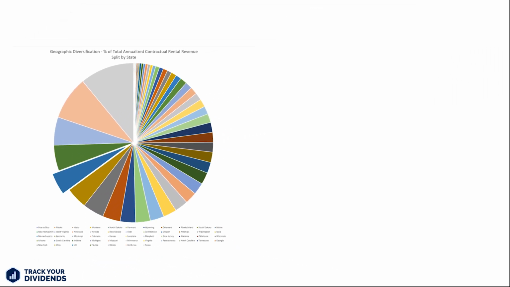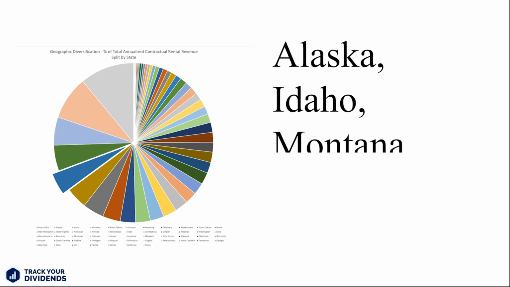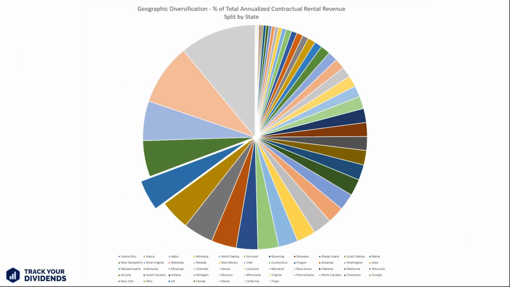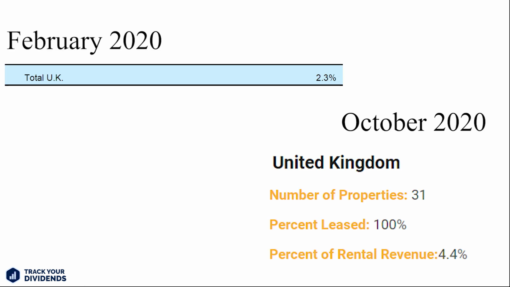Now, there are some states like Alaska, Idaho, Montana, and about 21 other states that bring in less than 1% of Realty Income's annual revenue. After that, however, the majority of the states are quite close to each other in the amount of revenue brought in annually, and Realty Income is currently expanding more in the UK, with an increase of 2% revenue just this year, going from 2.4% in February 2020 to 4.4% in October of 2020.